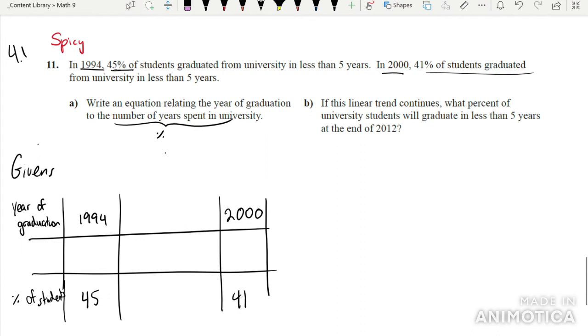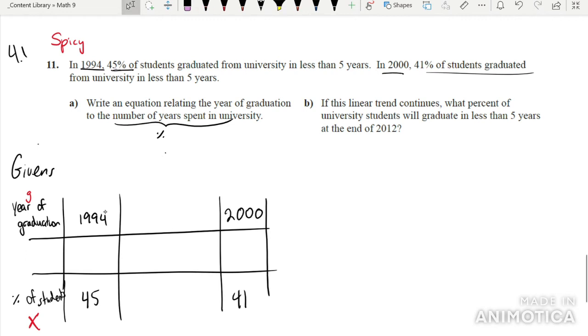So we have to make an equation that relates these two things together. So the first thing I'm going to do is give them a variable. So I'm going to call the year of graduation G for graduation. And then percentage of students, I'm going to call X. The reason why I'm calling them these is because the year of graduation is going to be the amount that goes up, and the amount of percent students that change is going to be affected by what year it is. So I'm going to look at the change between both of these.